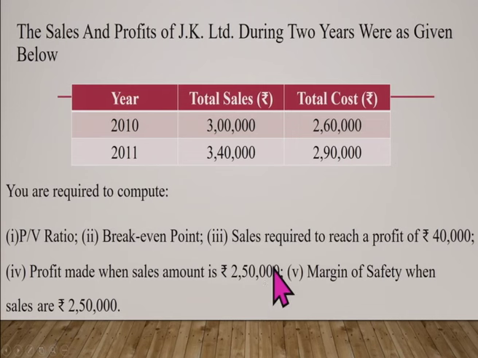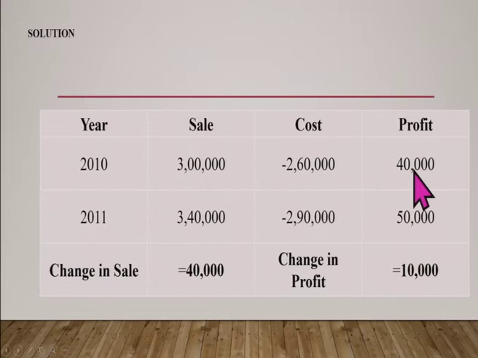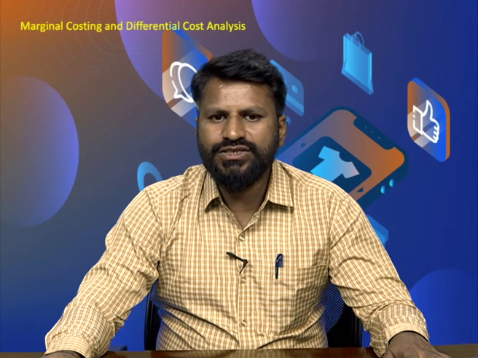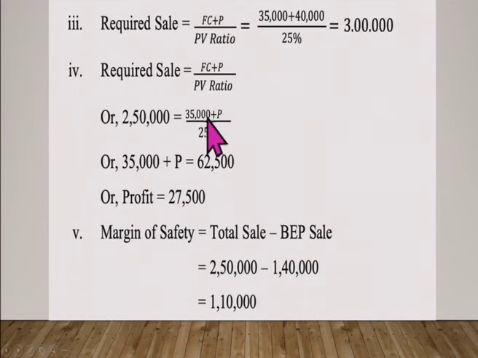What is the profit when the sales are 2,50,000? We already know that when sales are 3 lakhs, 40,000 is the profit, and when sales are 3,40,000, 50,000 is the profit. But when the sales are 2,50,000, what is the profit? We already know that the fixed cost is 35,000 and the PV ratio is 25%. Here 25% is equal to the contribution.